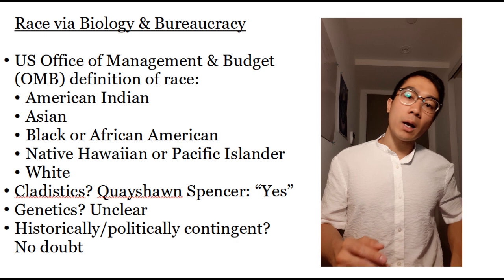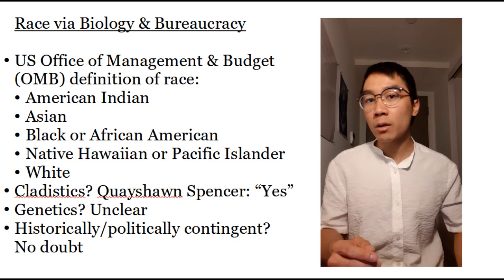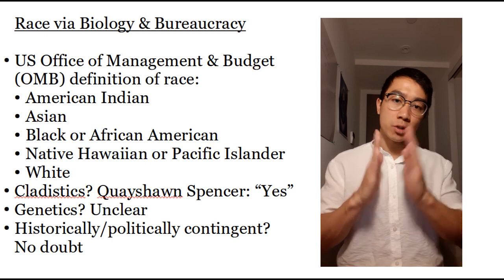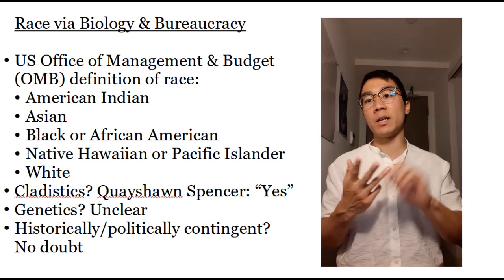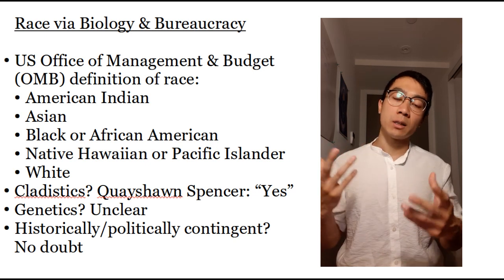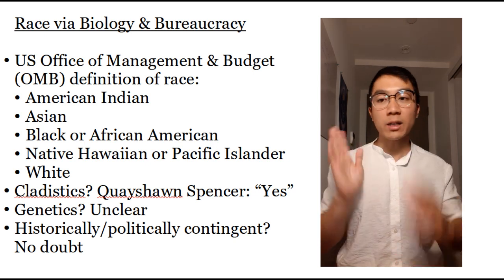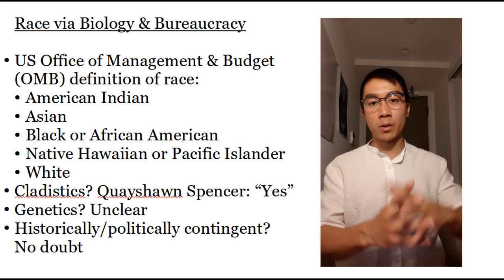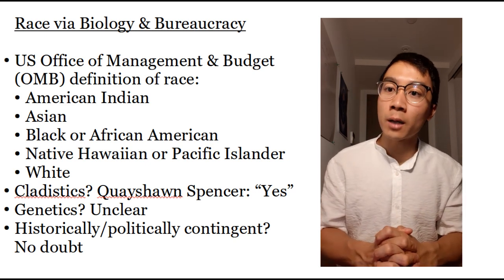So according to a philosopher of biology, Quayshawn Spencer, using cladistics data, these race divisions into American Indian, Asian, Black, Native Hawaiian, and white are actually justified in light of biological data. We'll get into that debate in a moment, as well as in another video on race that I will publish on this YouTube channel later on.